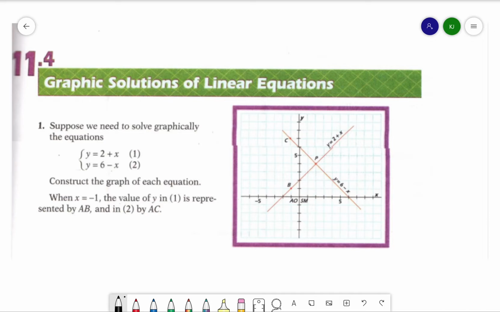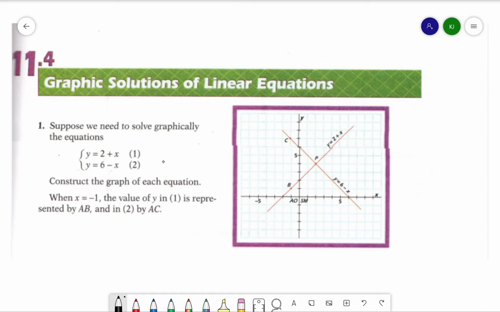Today we're going to be doing lesson 128 from the Algebra 1 textbook. We're going to be covering the first part of example 11.4 in your textbook, graphing solutions of linear equations. So this draws on the previous lesson where we had to figure out what y equaled with a certain number for x.